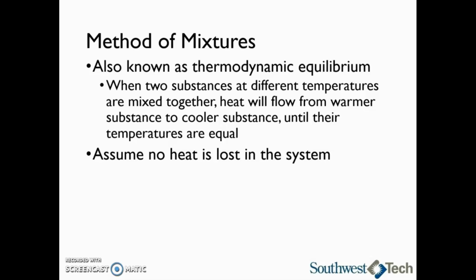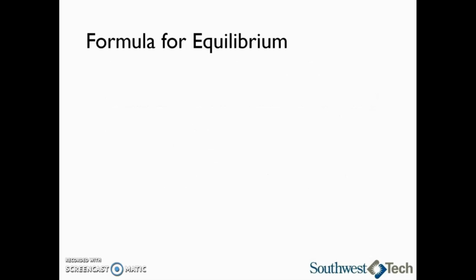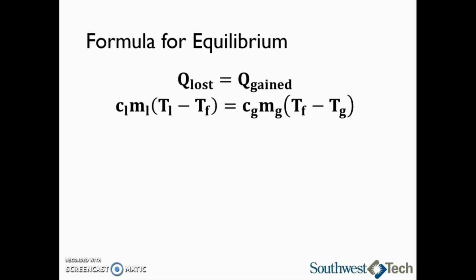Assuming no heat is lost in the system, we can use the same equation we saw in the last lecture for heat. So we can say in the metric system that Q equals m (mass) times C (specific heat) times delta T (change in temperature). If we have English units, we can say that Q (heat) equals W (weight) times C (specific heat) times delta T (change in temperature). In order to have equilibrium between the two substances, we can say that Q lost, or heat lost by one substance, is equal to the Q gained, or heat gained by the other substance.